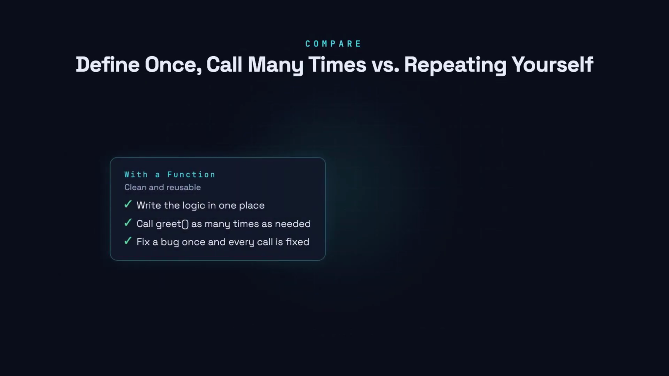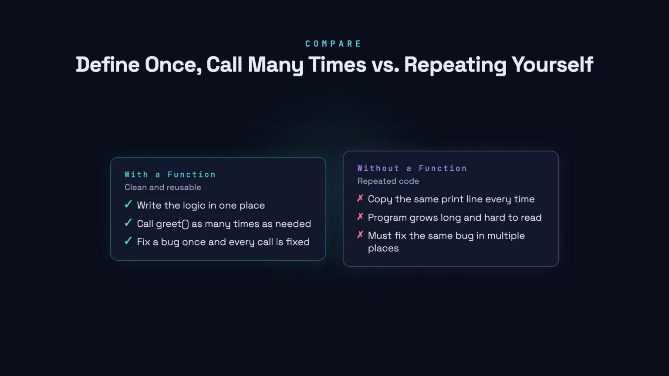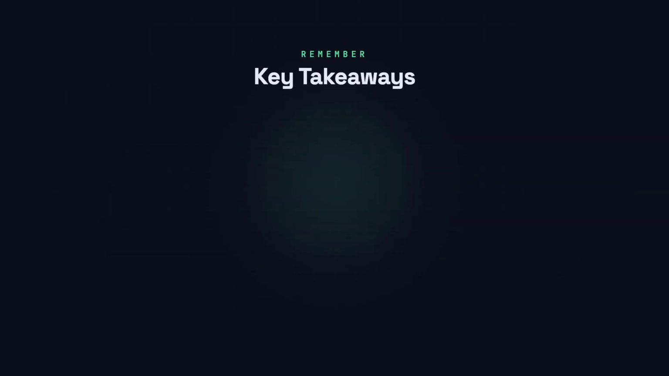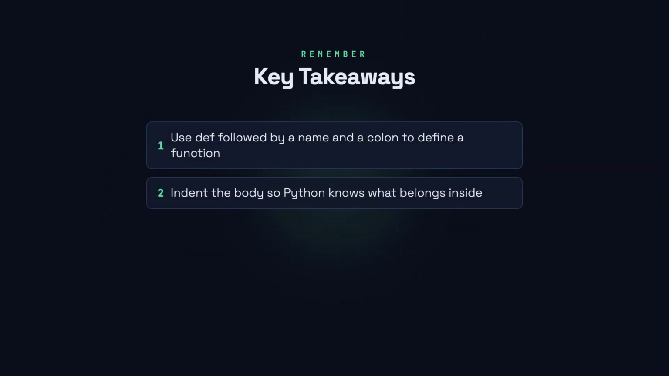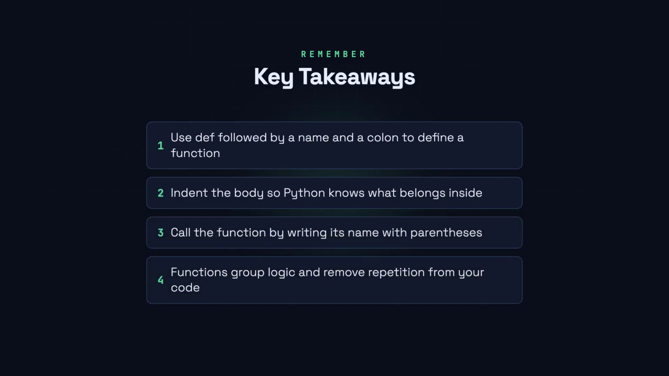Imagine needing to greet the user 5 times. Without a function, you paste the same line 5 times. With a function, you just call greet 5 times, much cleaner. Remember, def names the block, indentation groups it, and parentheses run it. Functions are the building blocks that keep your code clean and reusable.